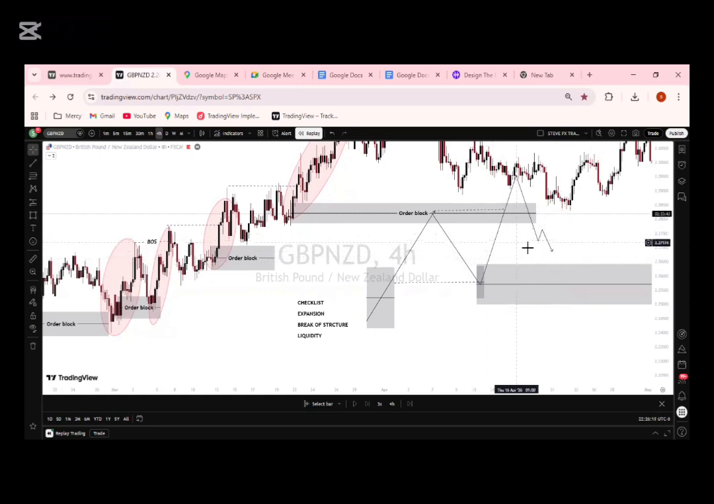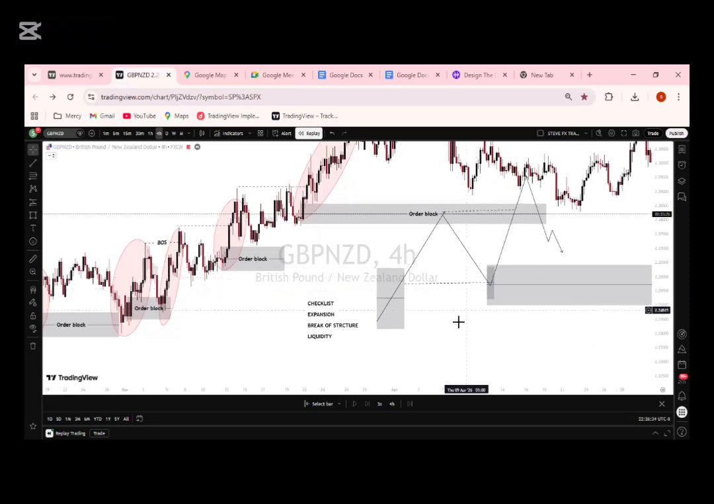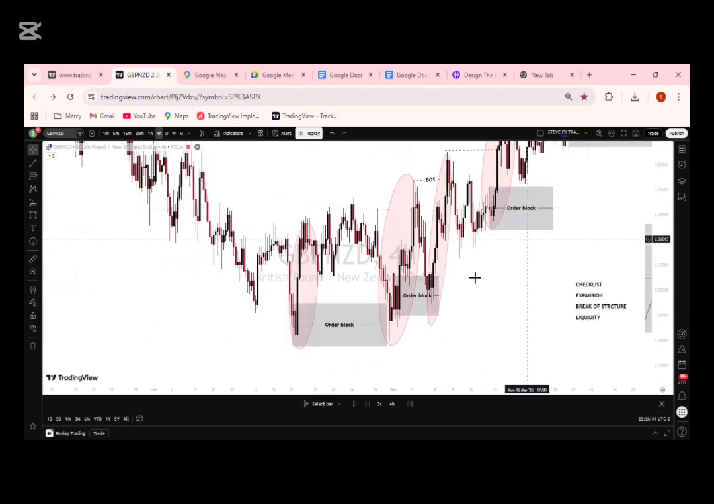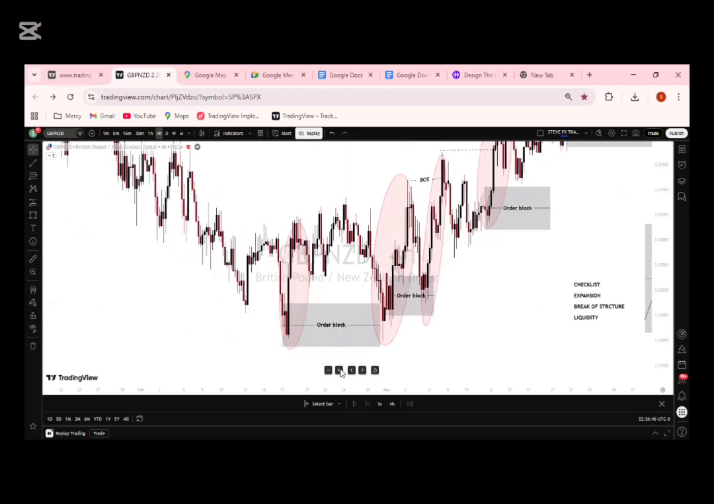So talking about liquidity before it, it could be like equal lows before the order block, or anything, inducement, any move that did not really tap on that particular zone. So either the order block sweeps liquidity or has liquidity before it. So let's analyze some of the other blocks over here that have liquidity around them.